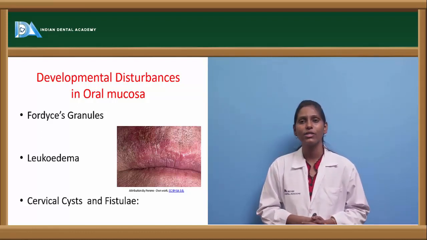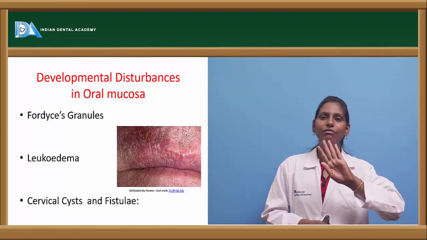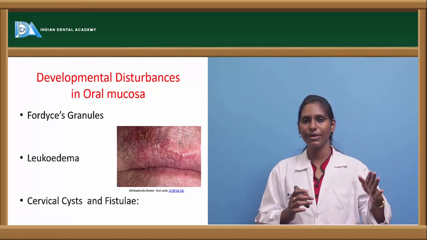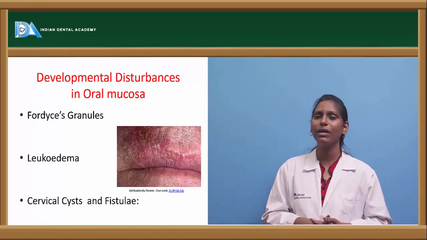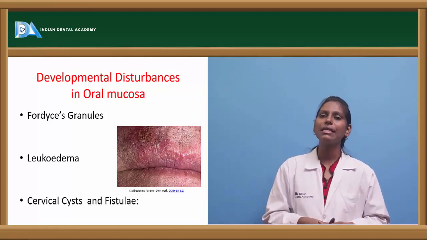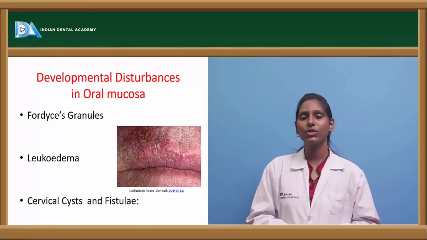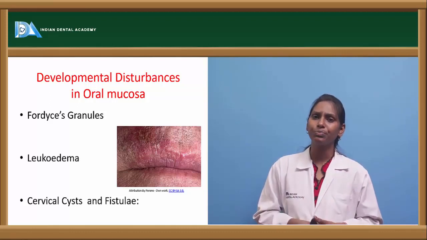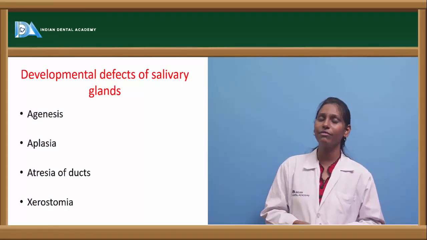And another condition is leukoedema. Leukoedema is a condition where there will be a complete white patch seen on the buccal mucosa, and when we stretch the mucosa it disappears, and when we relax it, it appears again. This is nothing but leukoedema. It is also developmental in origin, usually no treatment is required for this leukoedema. And we see cervical cystic fistula also as a developmental disturbance. This is because of entrapment of epithelium during the developmental phase. We can see the cervical cystic fistula.